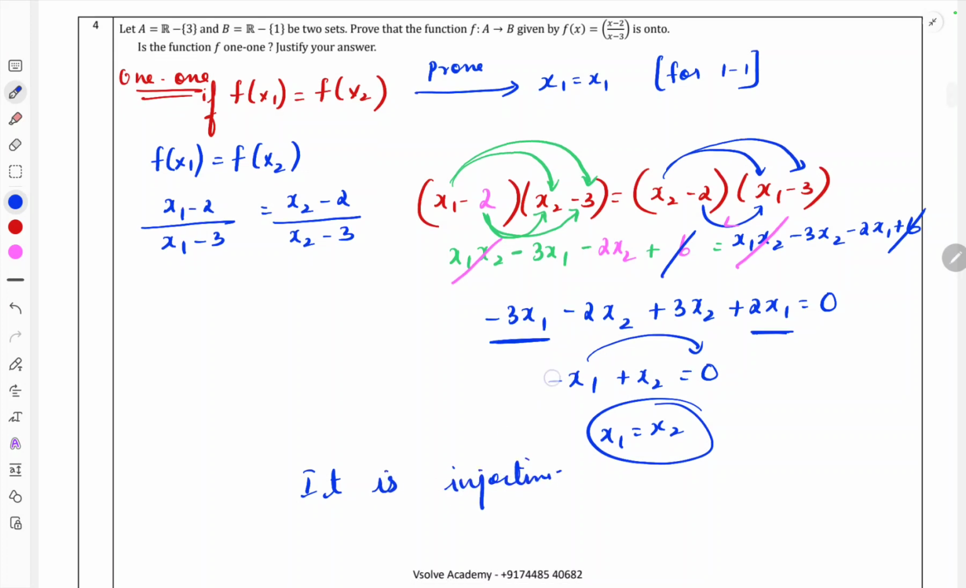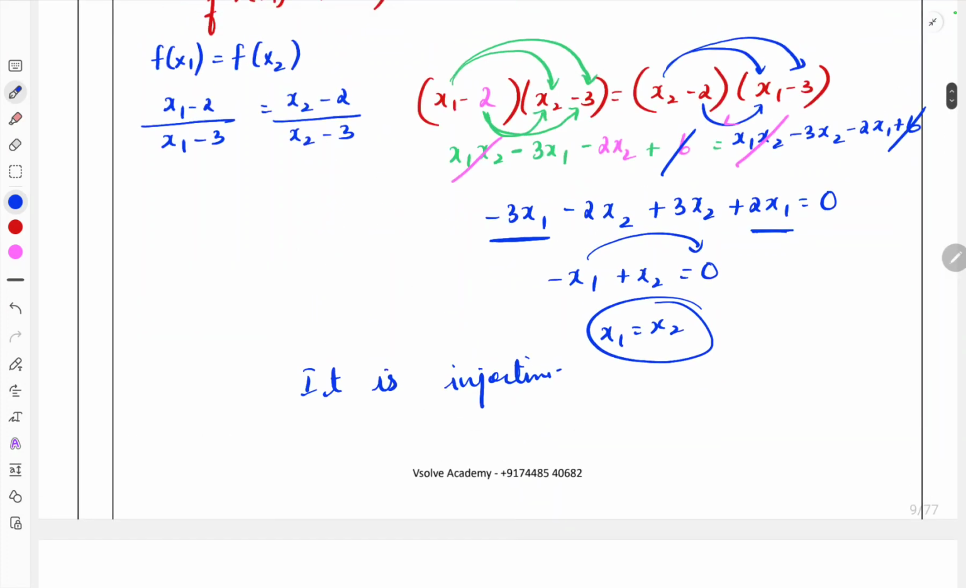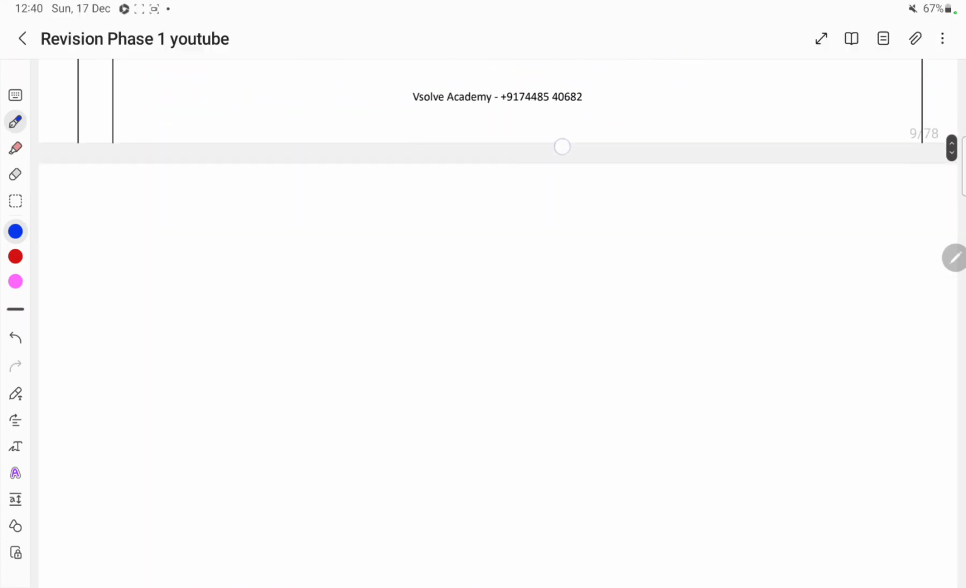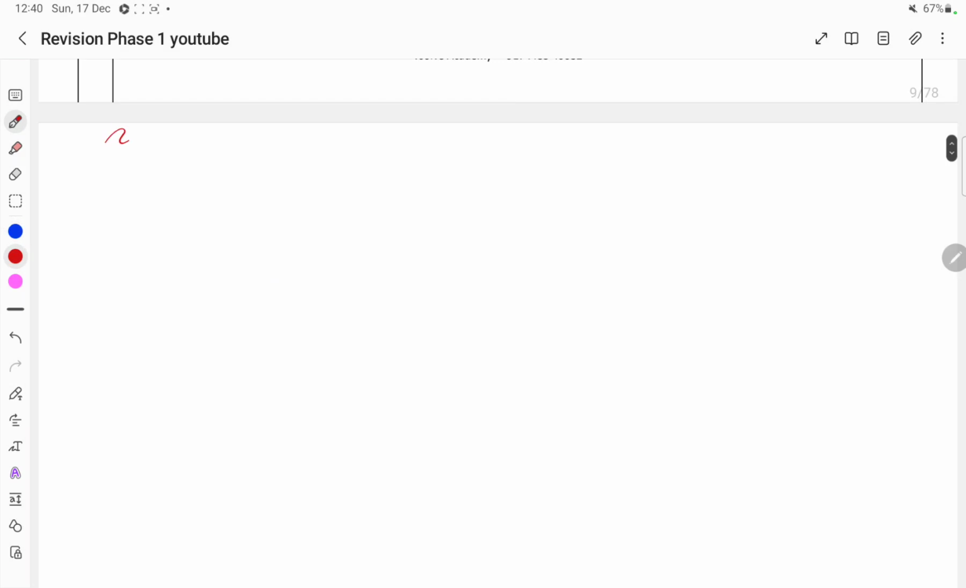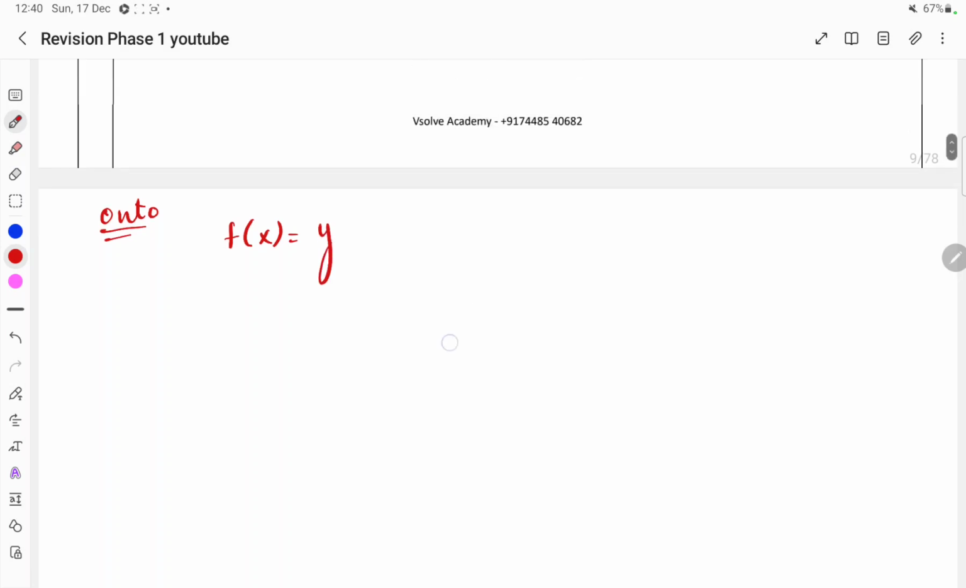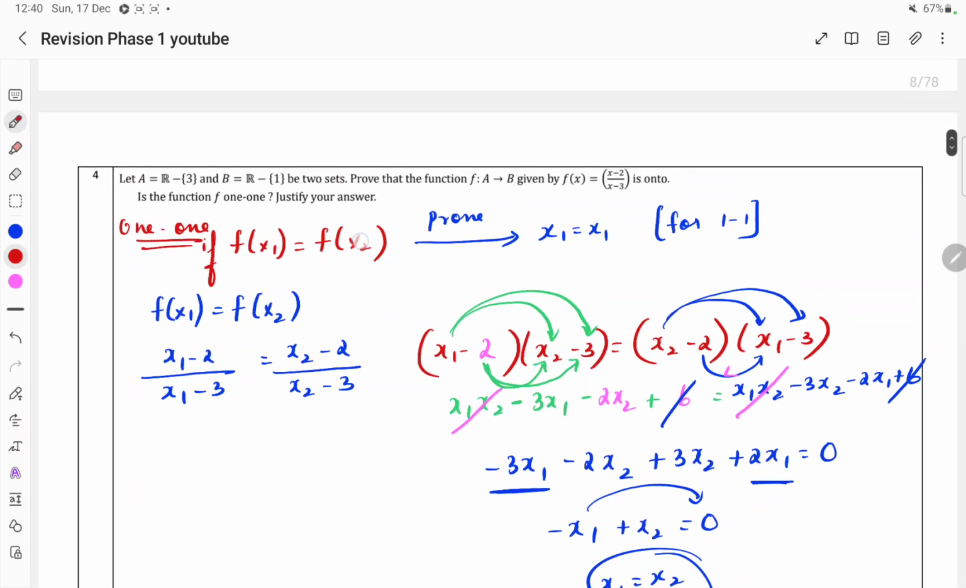Next we have to prove it is onto. Onto means f of x is equal to y. So what is f of x? We have x minus 2 by x minus 3. X minus 2 by x minus 3 equal to y. See here, y is written in terms of x. For onto, I have to write x in terms of y.